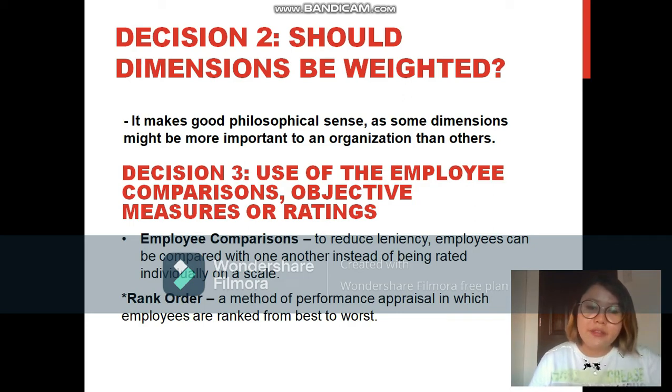All right. So the third decision is the use of employee comparisons, objective measures, or ratings. Employee comparisons are used for performance evaluation to reduce leniency. Employees can be compared with one another instead of being rated individually on a scale. You know what? This is kind of challenging, and it will also create some kind of competition among the employees because they are going to be compared.